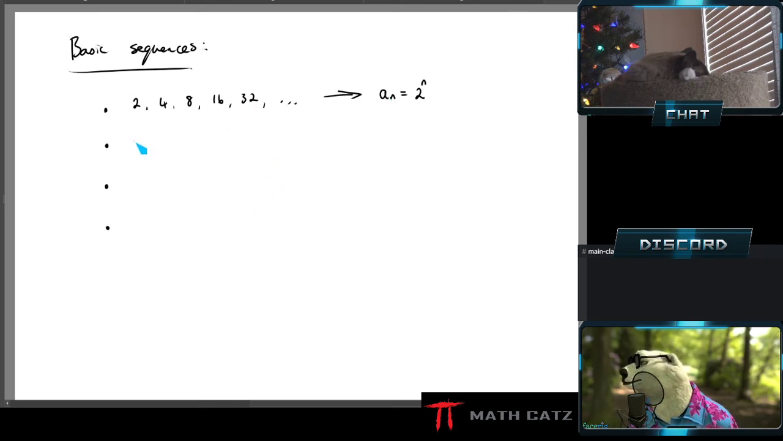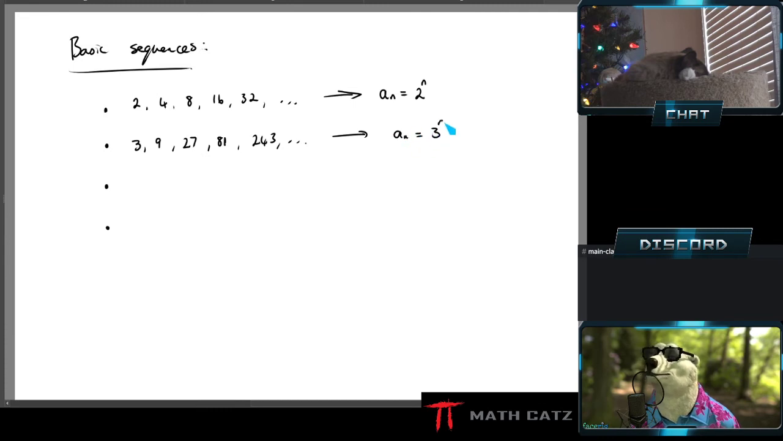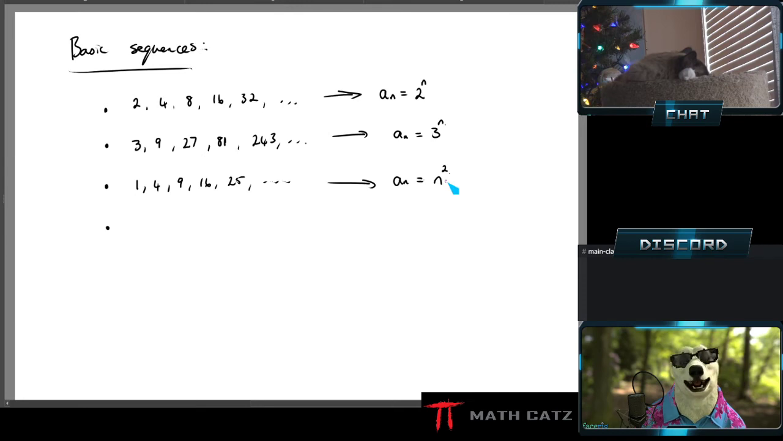Then, just to not have just one of these, we can look at powers of 3 as well. And of course, there are more of them, but I don't want to have to remember too many of these. So let's just take powers of 2 and powers of 3. Then one we've seen before, 1, 4, 9, 16, 25, and so on. These are square numbers, the position squared. We've seen that one before as well.